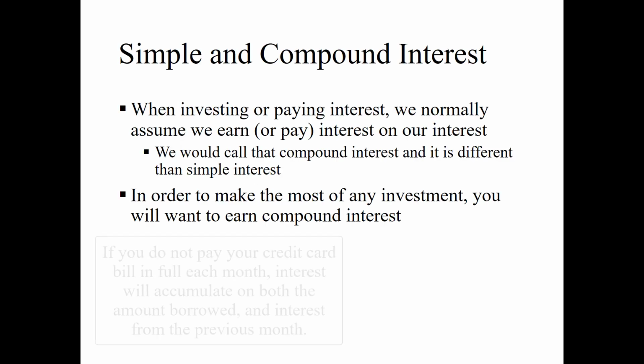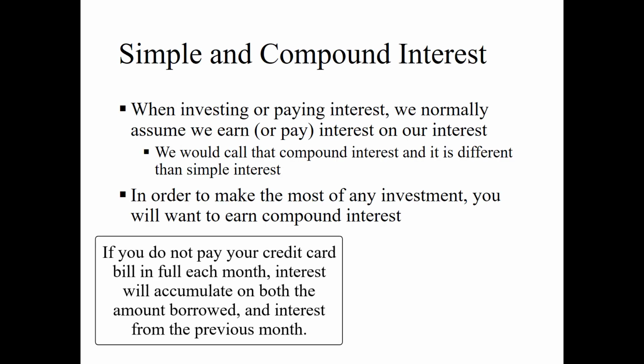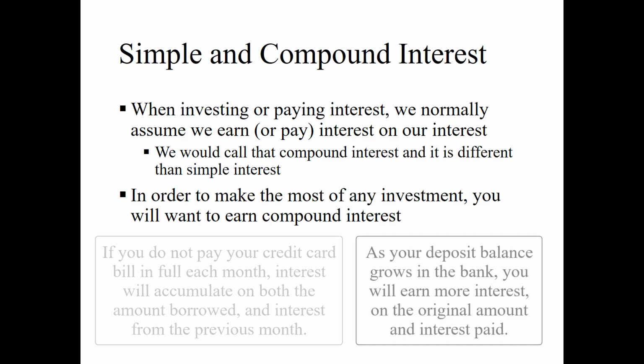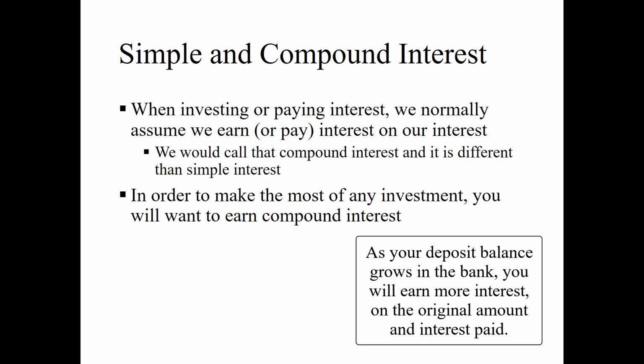This video will examine the differences between simple interest and compound interest. When investing or paying interest, we normally assume we earn or pay interest on our interest. We call that compound interest, and it is different than simple interest. For example, with compound interest, if we're saving for retirement, it will allow us to earn interest on the interest that we build up over time. In other words, we will be able to earn additional earnings on the amount that grows every year. In order to make the most of any investment, you will want to earn compound interest.